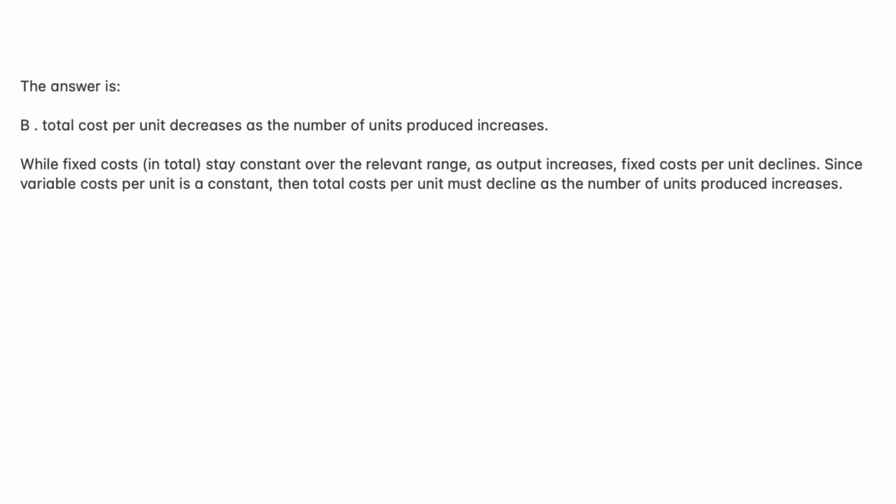While fixed costs, in total, stay constant over the relevant range, as output increases, fixed costs per unit declines. Since variable costs per unit is a constant, then total costs per unit must decline as the number of units produced increases.